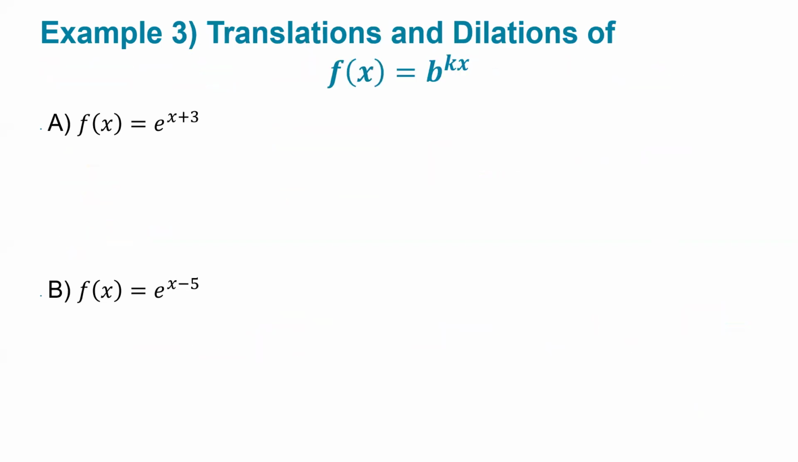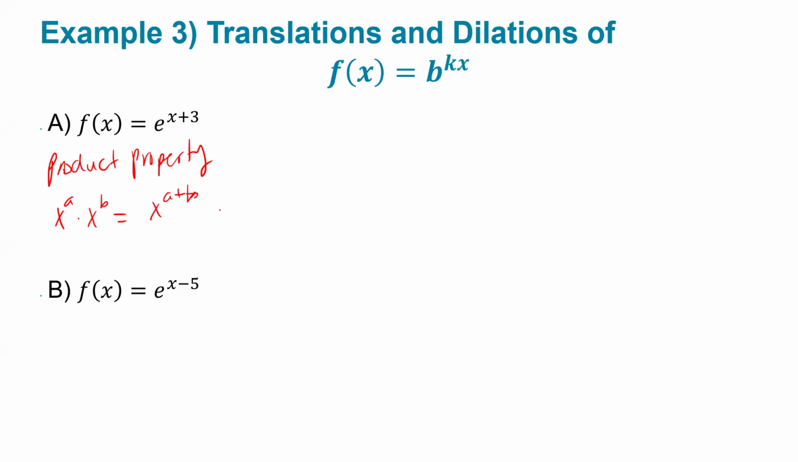Okay. Example 3. Now we're going to talk about translations and dilations. For this property, we're going to be using our product and quotient properties of exponents. Your product property, which you wrote down already on page 90, says that if you have two exponents with the same base, when you combine them, you're adding their powers, correct?